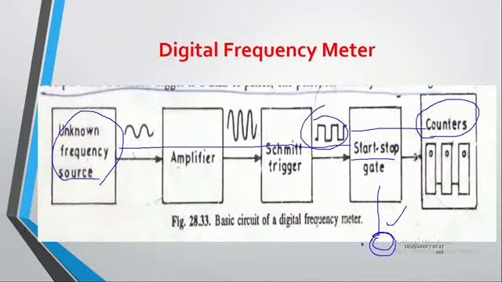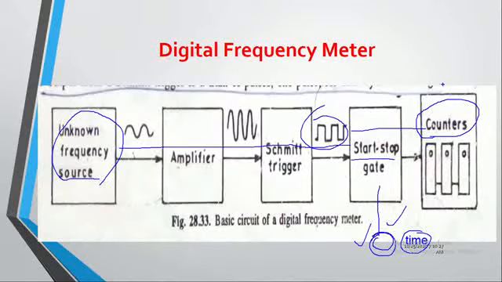We have an elaborated explanation for this, but this control signal closes this switch for some period of time. This means the control signal is a time measurement element. This time measurement element will close this switch for some period of time. Within that period of time, how many pulses are counted by the counters?